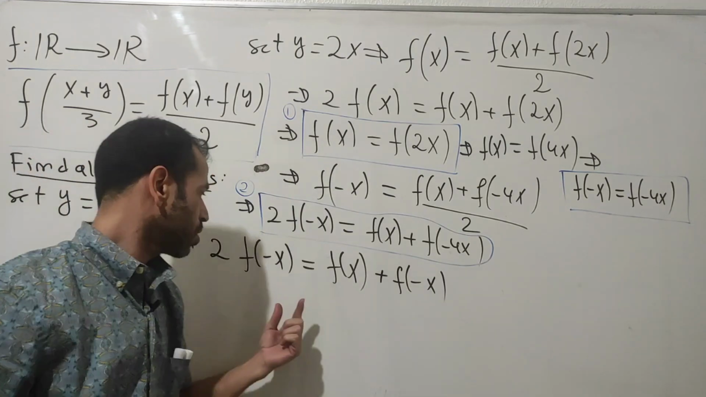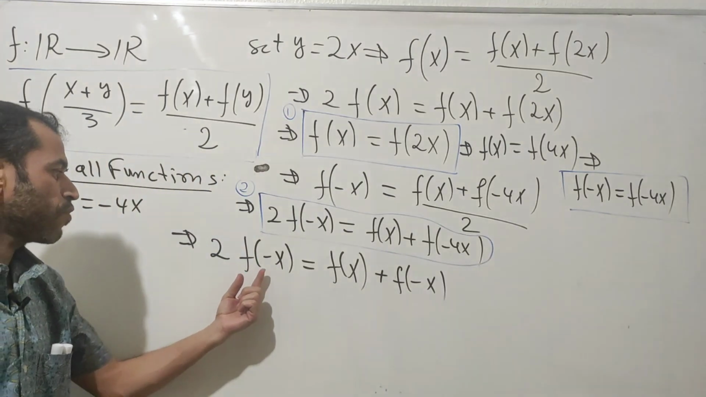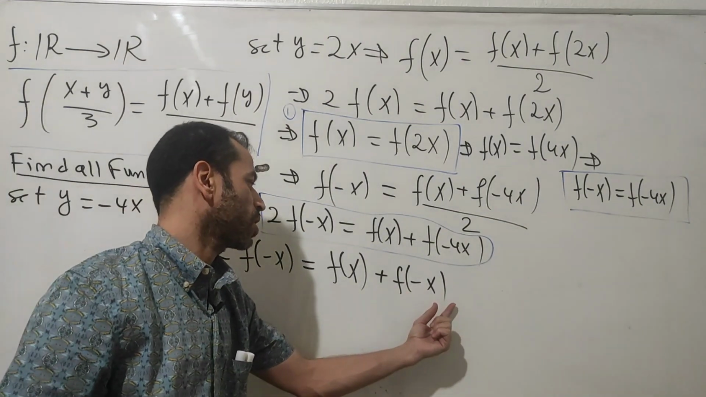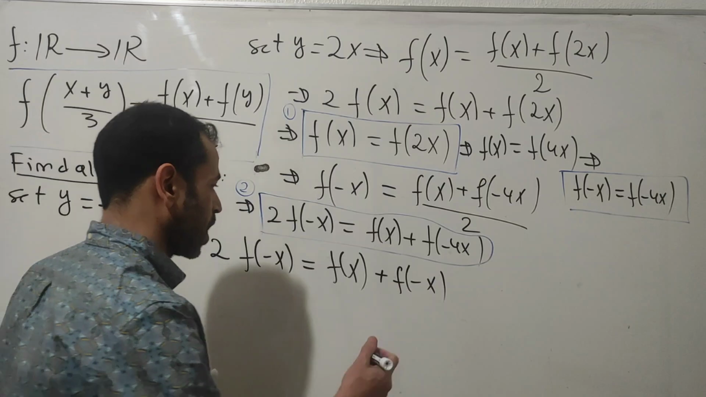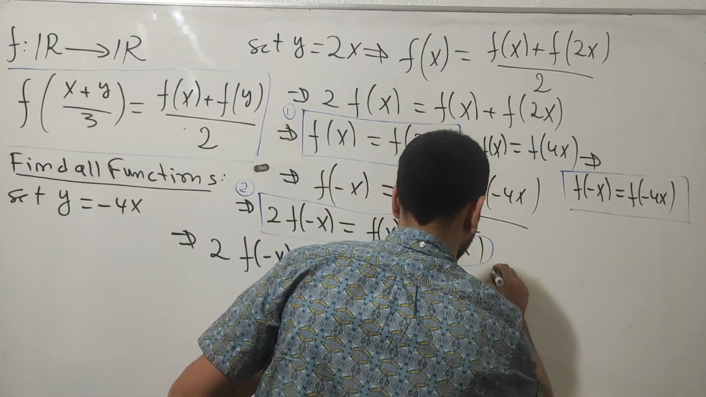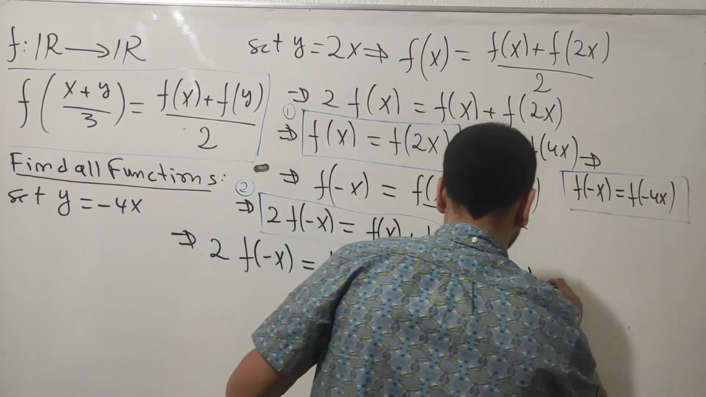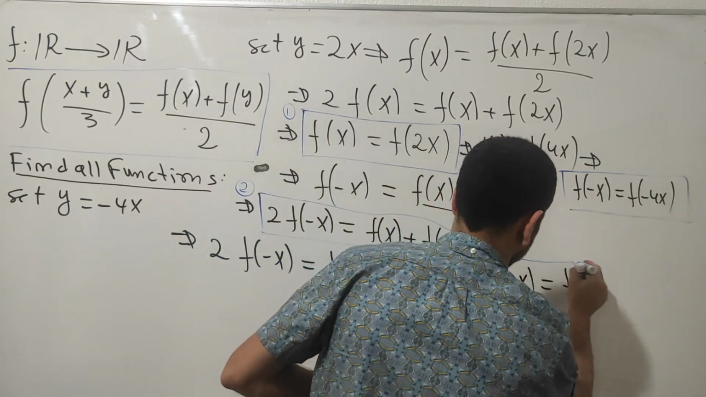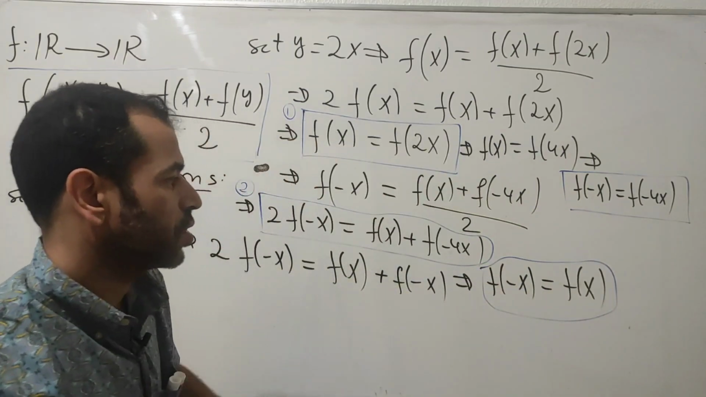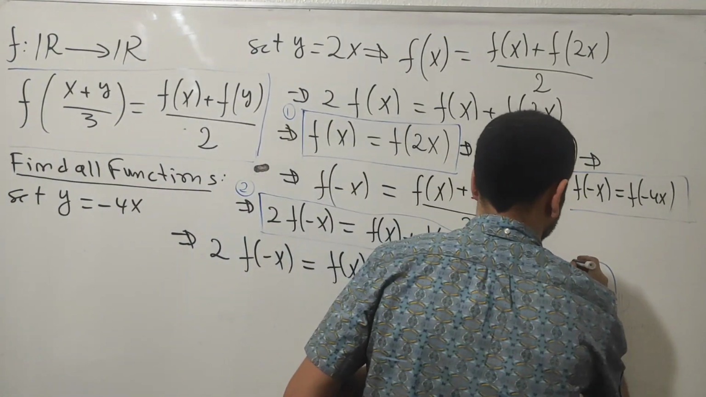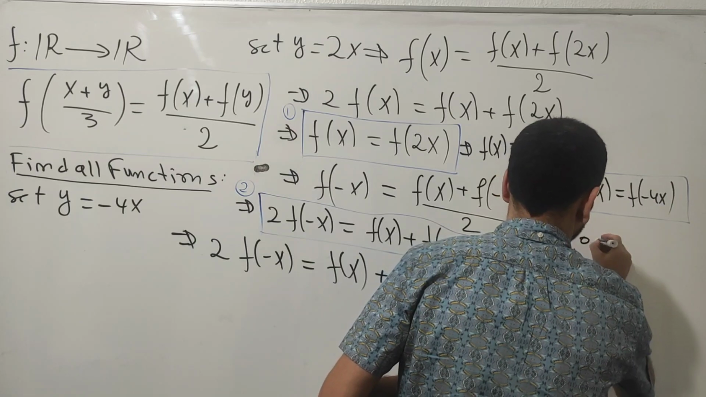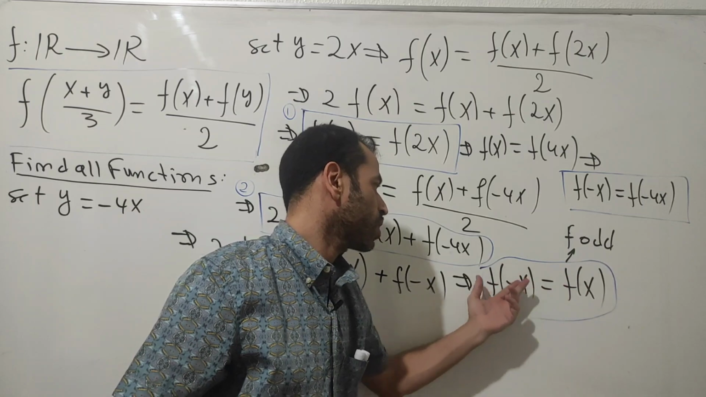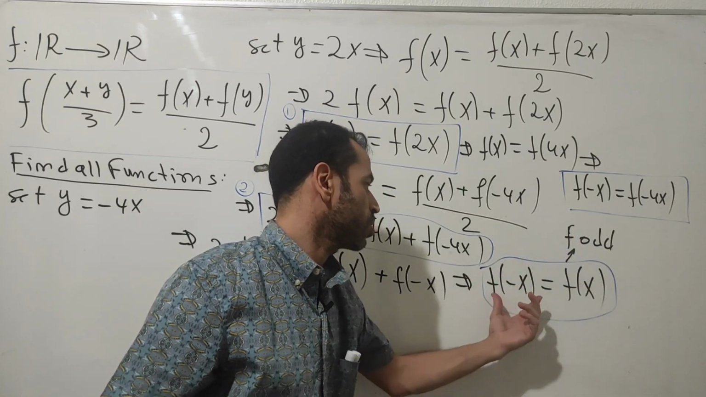Now it's more simple. I get twice f of minus x on the left hand side of this equation. I also get f of minus x on the right hand side, so I'm going to cancel that out. So I get f of minus x equals f of x. It's more simple. So we get f of minus x equals f of x, which means f is even. Even or odd is not going to help us here, but we just notice it.